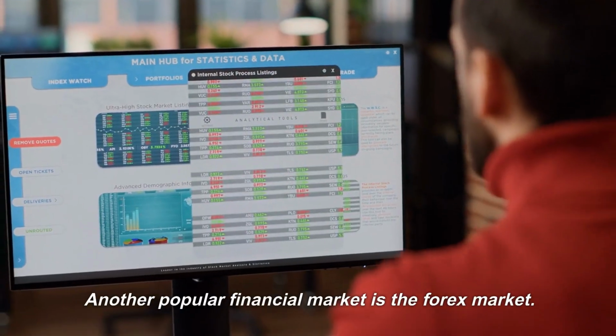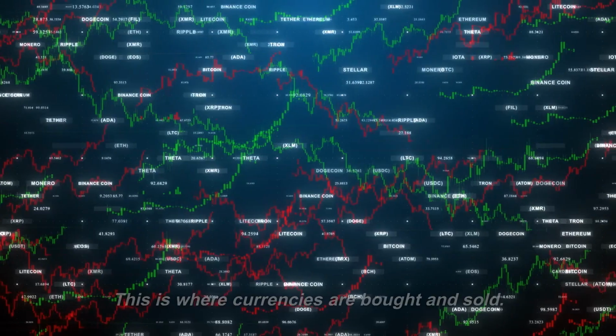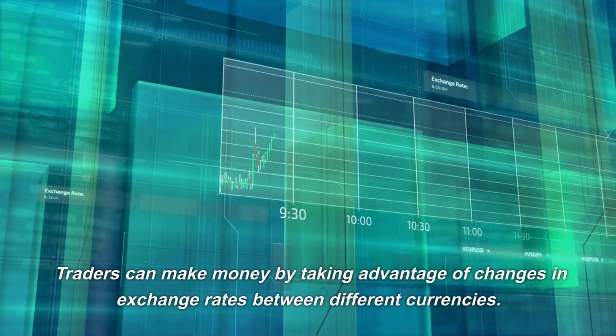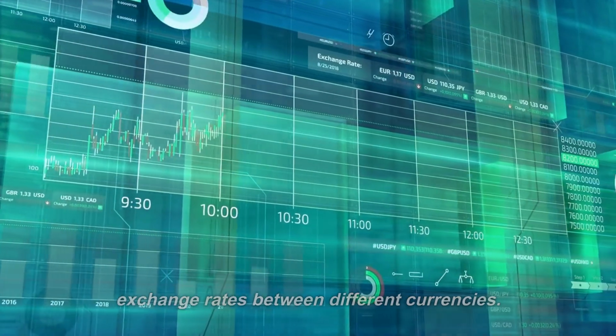Another popular financial market is the Forex market. This is where currencies are bought and sold. Traders can make money by taking advantage of changes in exchange rates between different currencies.